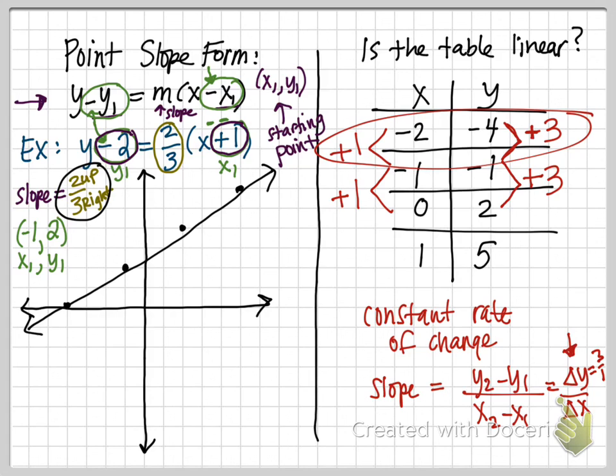The slope is 3/1. Our final pair here, from 2 to 5, I add 3, and from 0 to 1, I add 1. So this is linear, yes, and the reason is the slope is 3 over 1 throughout the entire table.